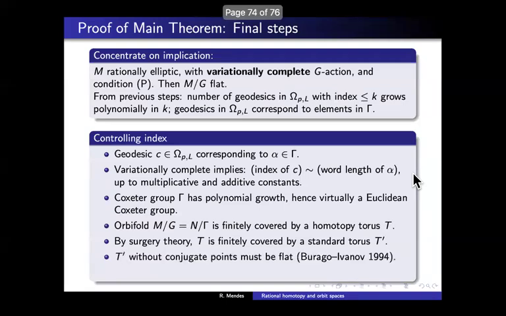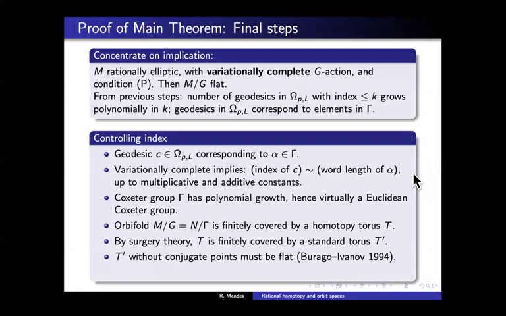But now we have a metric, right? Also on this whole thing, on the quotient orbifold, which was a metric without conjugate points. And so if we lift that to this finite cover, we now have a metric on a standard torus without conjugate points. And it's a well-known, famous theorem of Burago and Ivanov.